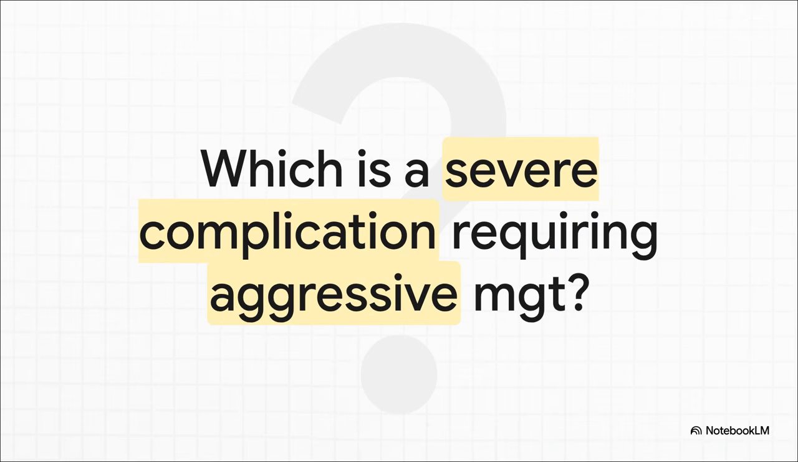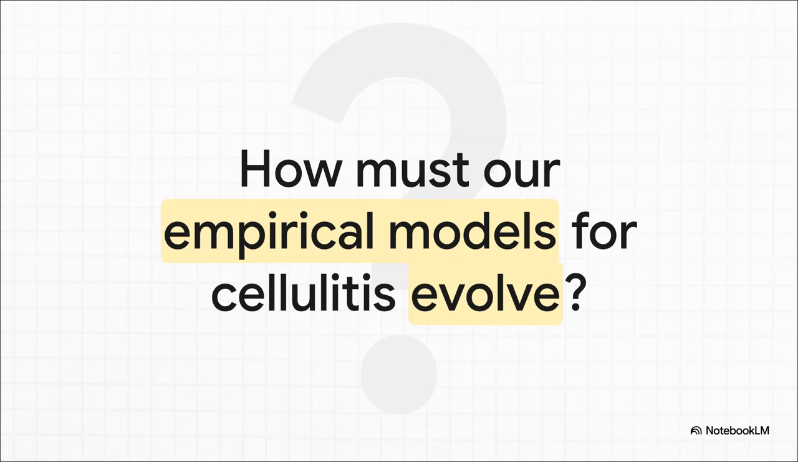And for our last question, which of these is a severe complication of cellulitis that demands aggressive, usually surgical management? That one's gotta be C, necrotizing fasciitis. The others are risk factors or features of the disease, but necrotizing fasciitis is the true surgical emergency we have to watch out for. And that brings us to our final and maybe most important question.